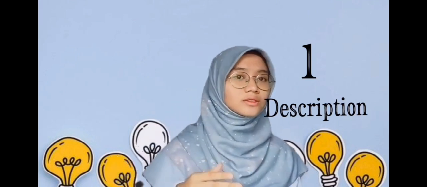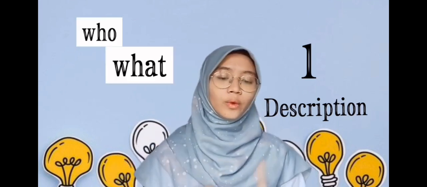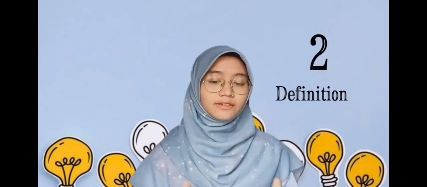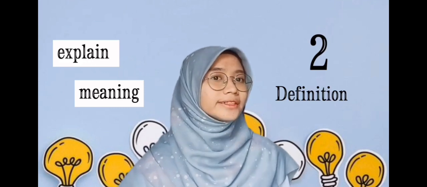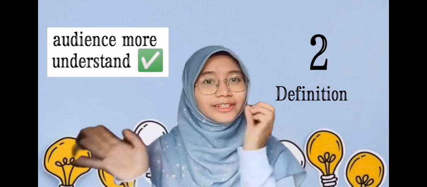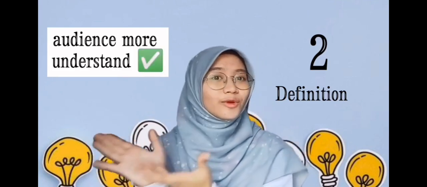So the first method is description. Description usually answers an overarching who, what, or where question. Next, the second method is definition. Definition is a method that explains the meaning of something. Maybe there's a word or a term, so you can do research about the definition of that word, so people will understand more about the details of the thing that you want to say.